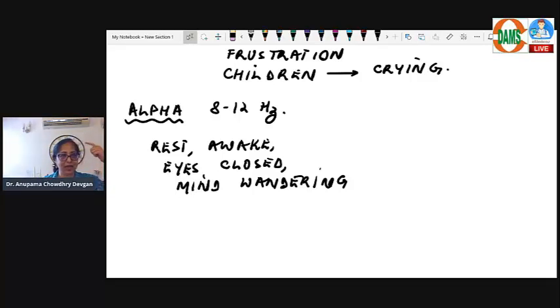The moment you start thinking, even if your eyes are closed and you start thinking of someone or something, the frequency of alpha rhythm will increase. Have you got it? So this is at rest, awake, eyes closed, mind wandering. Remember, eyes have to be closed. In class, mind wandering, that is not alpha. Eyes are open, that is not alpha. Alpha is eyes closed, mind wandering. You are not thinking of anything or anyone.